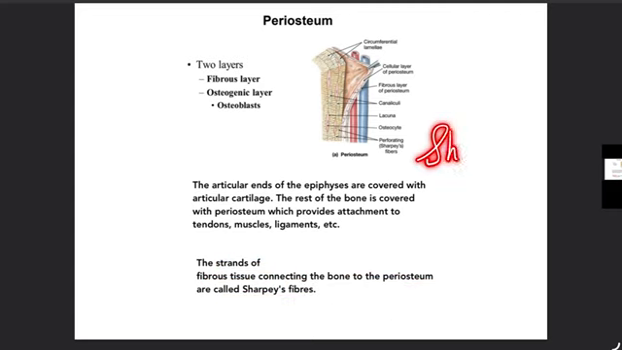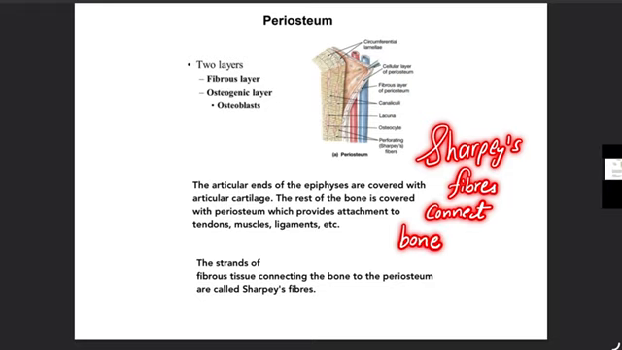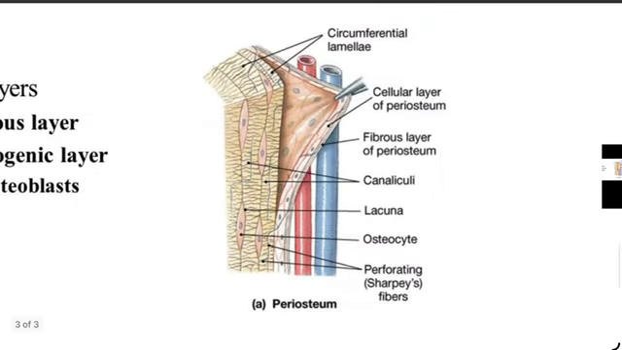The strands of fibrous tissue connecting the bone to the periosteum are called Sharpey's fibers. This is most important. Sharpey's fibers connect bone to periosteum. In this diagram, we can see these are the Sharpey's fibers.